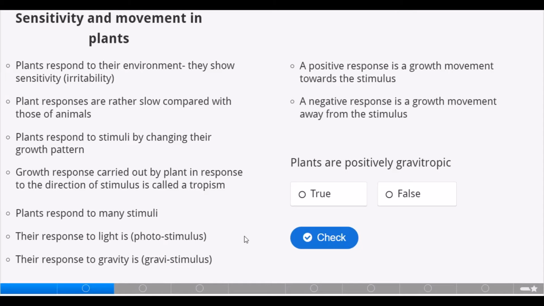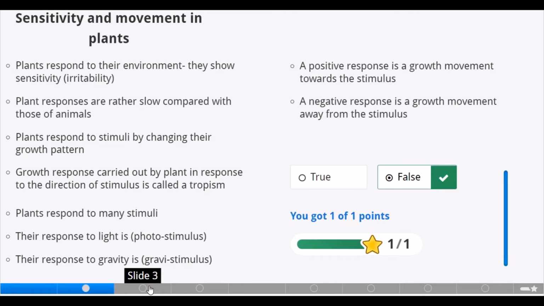Plants respond to many stimuli. Their response to light is phototropism and their response to gravity is gravitropism. A positive response is a growth movement towards the stimulus, while a negative response is a growth movement away from the stimulus. Plants are positively gravitropic. True or false? False. We'll get to know why as we move on.